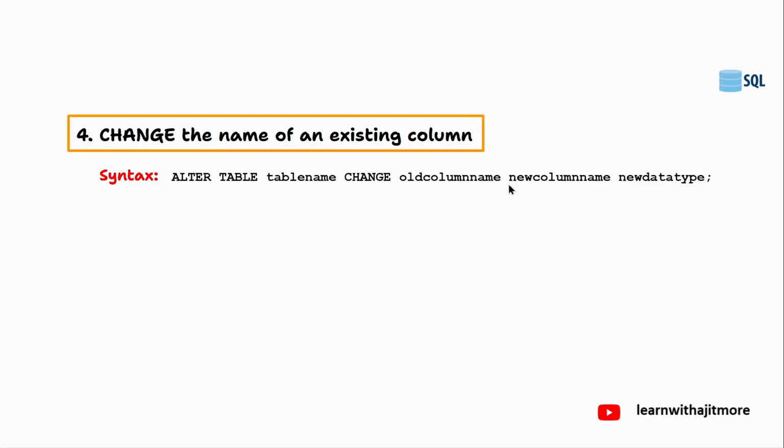And here the facility is that while changing the column name, you can also give the new data type as well. Suppose you want to only change the column name, then instead of change, you have to use rename. Rename old name to new name. I'll come to that command also. So with the help of change, we have the facility of changing the data type as well.